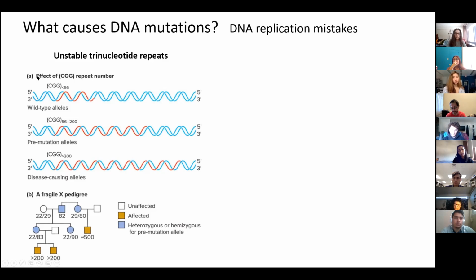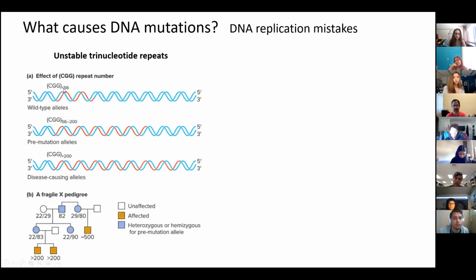In our DNA there are unstable trinucleotide repeats. That means that you can have CGG, this trinucleotide, repeated many times in a DNA sequence. What we know now is that these repeats are unstable, and we're going to see why they are unstable. Also, the length of those repeats is related with many diseases.